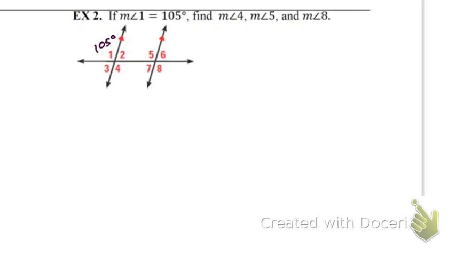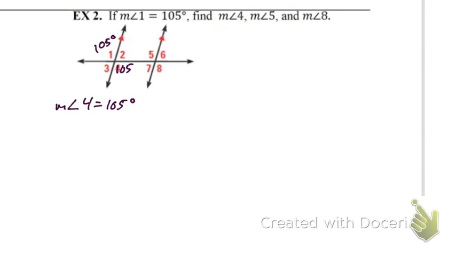Sure. Okay. What angle should we find first? 4. How are we going to get 4? They're vertical angles, so what does angle 4 equal? 105 degrees. Yep. Measure of angle 4 equals 105 degrees because they are vertical angles.